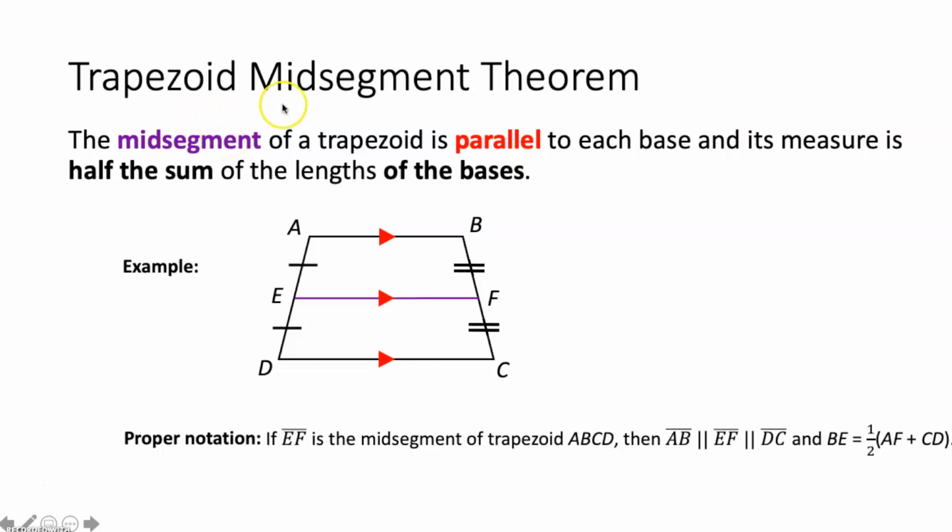Now the midsegment, according to this theorem, has a couple properties. The first is that it's going to be parallel to each of the bases. So segment AB is parallel to segment EF, which is parallel to segment DC. Its measure is also going to be half of the sum of the bases. So if I take the measure of segment AB, add it to the measure of segment DC, and then divide that sum by 2 or multiply it by half, I will get the measure of segment EF, our midsegment.